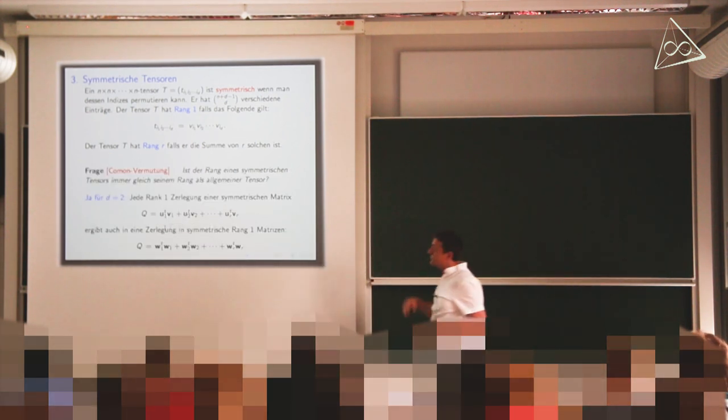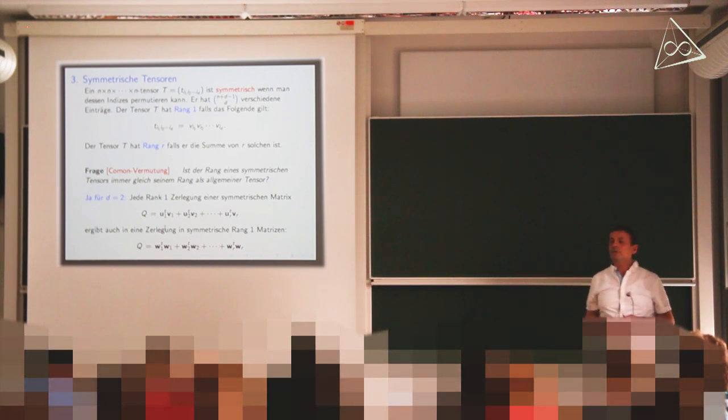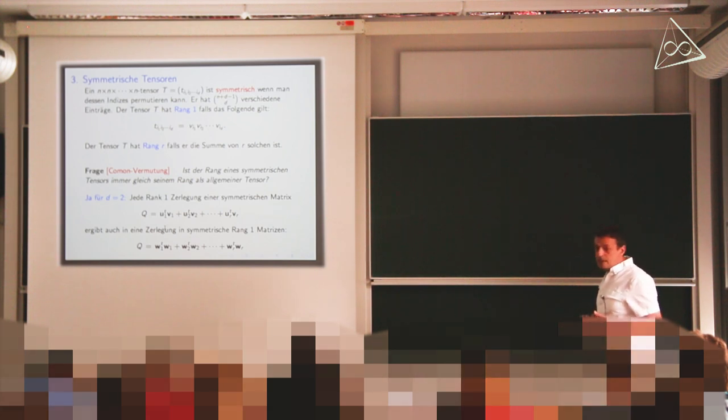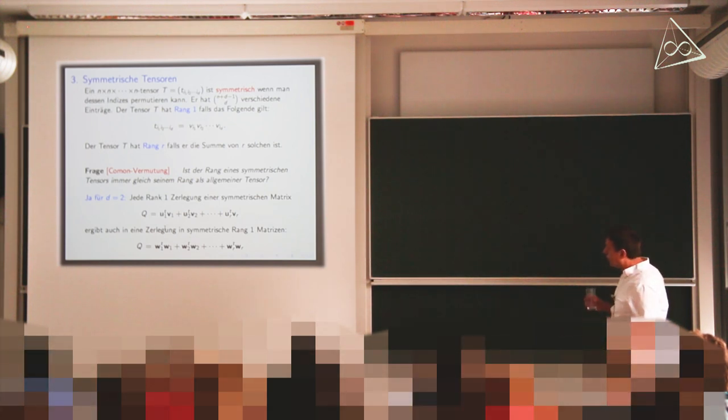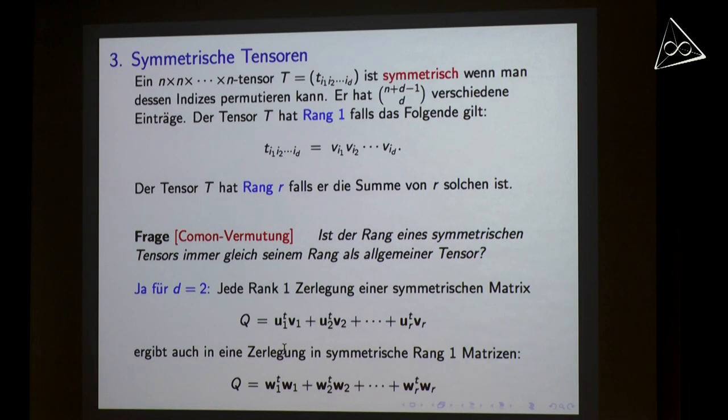Now here's a problem. This was known as the Comon conjecture. Comon is an engineer at INRIA in France. He came at this from signal processing, and he asked the following question: is the rank of a symmetric tensor always equal to its rank as a general tensor? Well, let me explain this by giving you the affirmative answer in the matrix case.